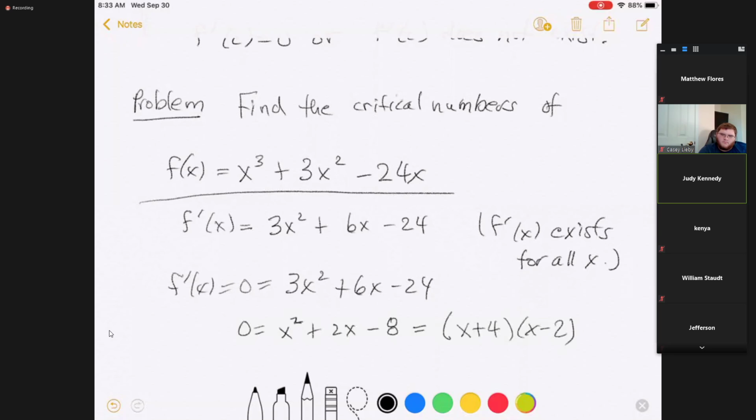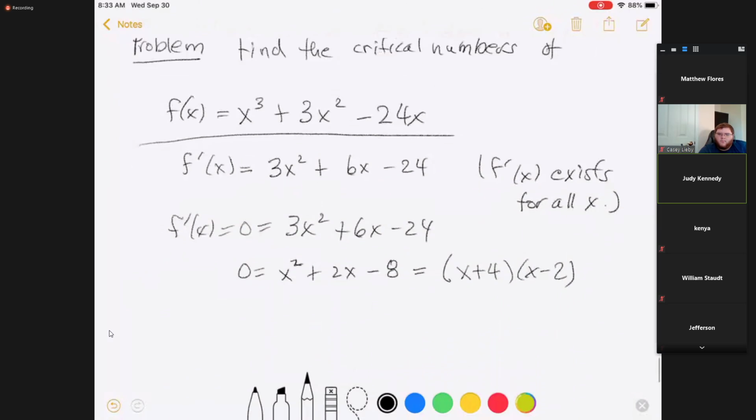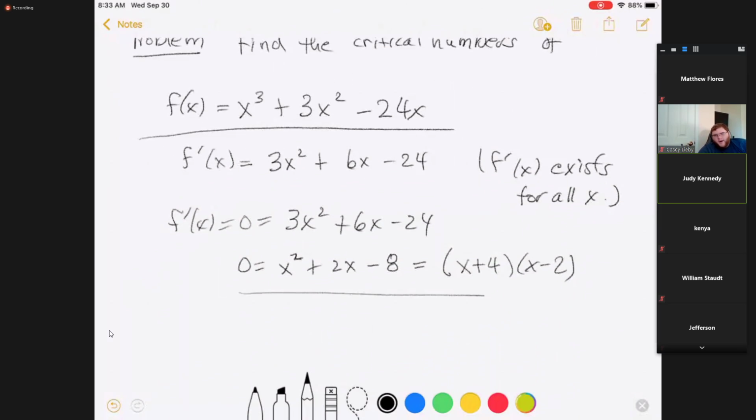Plus 4 minus 2 gives me plus 2x. Yes, that works. Okay. So we're going to take our derivative and set it equal to 0. So now we're using the derivative to give us some information about the function. And now, if you want to set your derivative equal to 0, you're probably going to want to simplify your derivative. And in this case, that means write it as a product if you can.